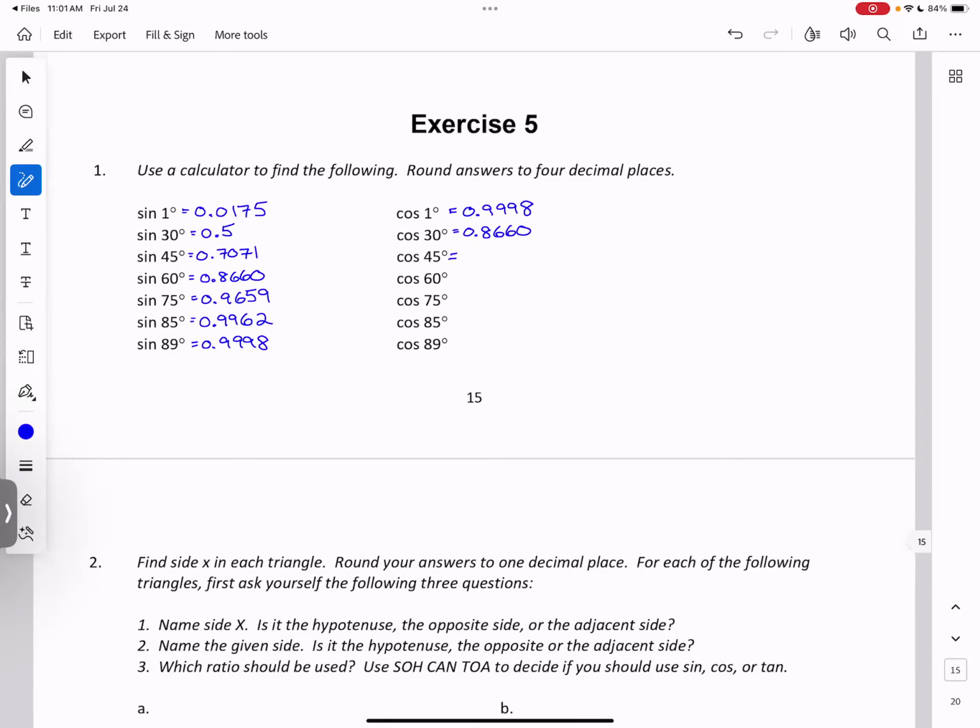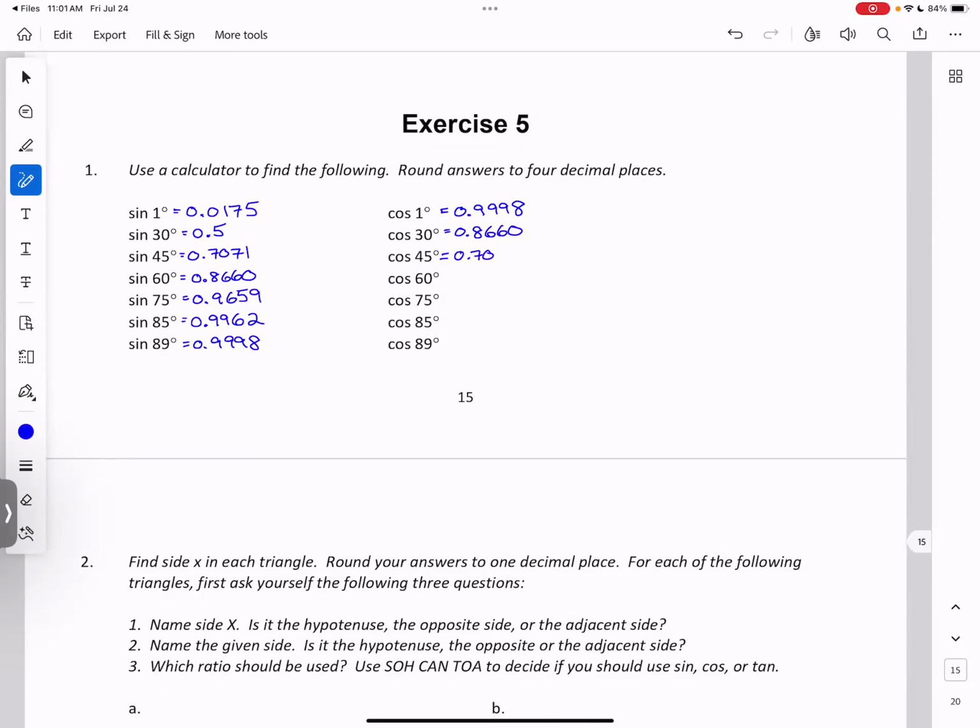So cos of 45 is 0.7071. Cos of 60 is 0.5. Cos of 75, 0.2588. Cos of 85, 0.0872. And cos of 89, 0.0175.